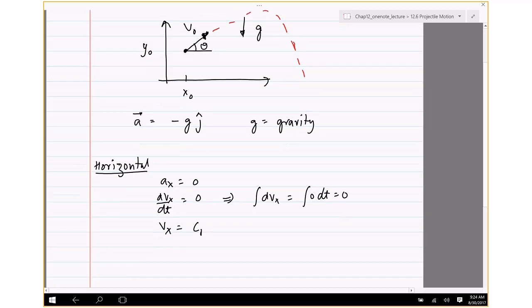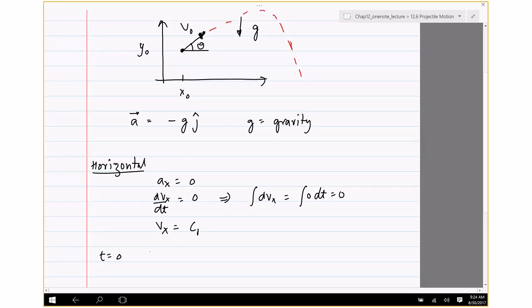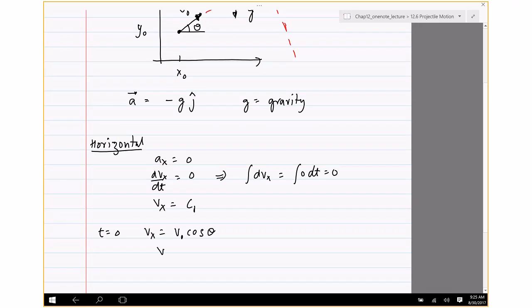We know that at time t equals 0, the velocity in the x direction. So what's the velocity in the x direction? If I told you that the velocity is v0 acting at an angle theta, what's the velocity in the x direction? This is simple trigonometry. That's v0 cosine theta. So the velocity in the x direction is a constant, v0 cosine theta.